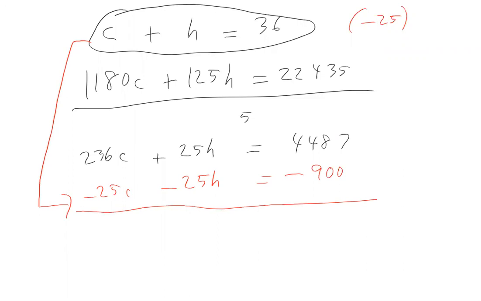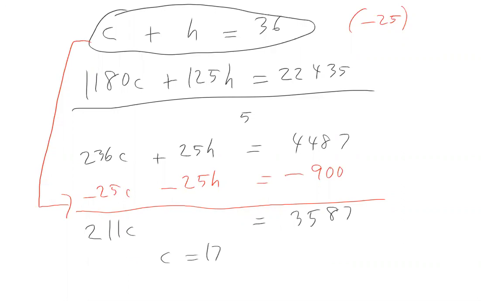Then I'm going to use the addition method now. So if I do 236C minus 25C, then I would get 211C. Then 25H minus 25H is nothing. And then 4487 minus 900 is 3587. So then I'll divide both sides by 211. 3587 divided by 211 equals 17. So C equals 17.